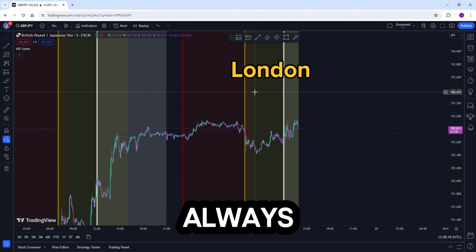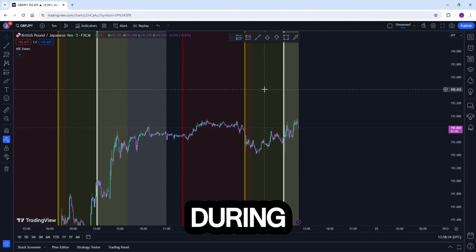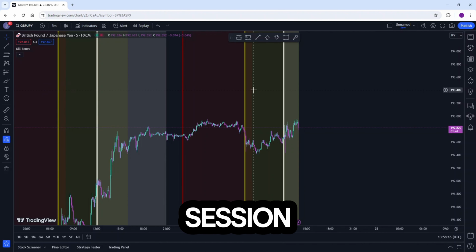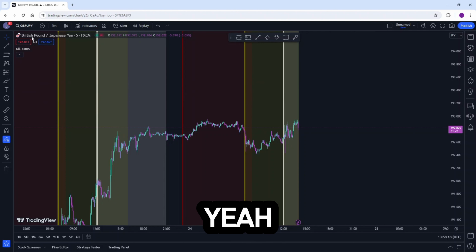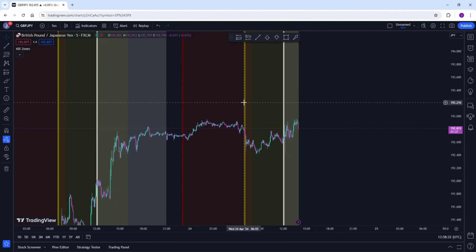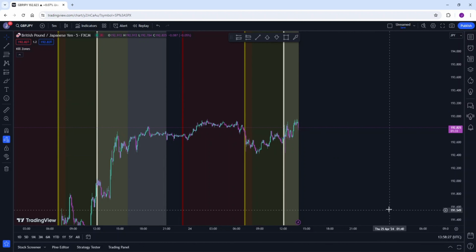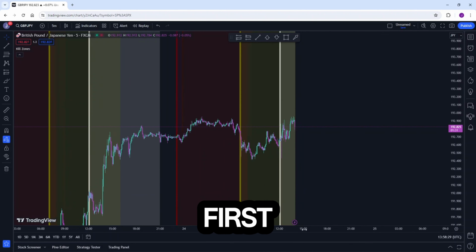We will always search for trades during the London session when it opens. When we are trading GBP JPY, we need to wait for this line and then go to the trade. So here we have a first opportunity.